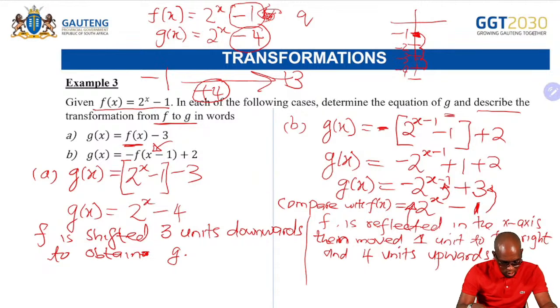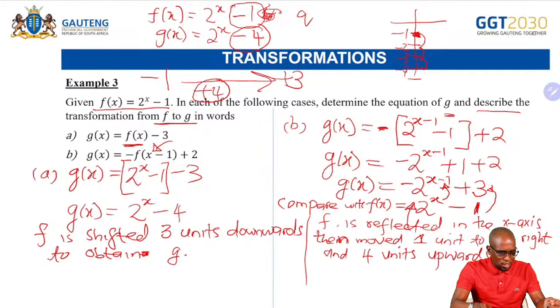So those are the transformations that occurred here. F was reflected in the x-axis, moved 1 unit to the right, and 4 units upwards. Good. That's what we basically did for that one. Now, let's look at another example on the transformations.